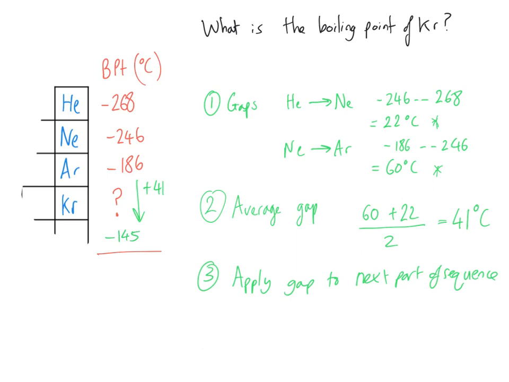And that's not perfect. The true value is minus 153 degrees C. So it's not perfect, but it certainly is very, very close. And we're being asked to predict. We're not being asked to pluck the correct answer out of thin air. Just remember that there isn't a single right answer. There will be a range of acceptable answers.